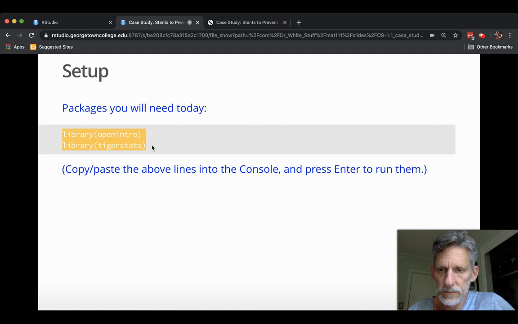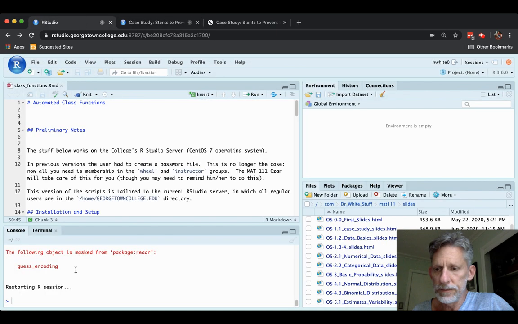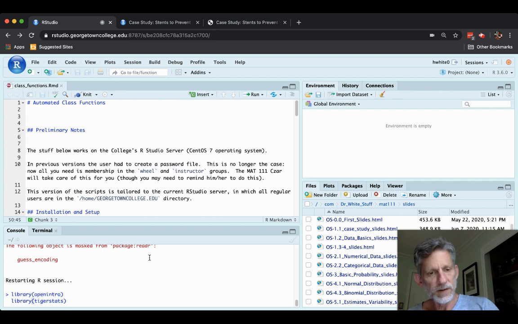Copy. And then you can come over to the RStudio, and you can make sure that your console is available and on top, and at the blue prompt, you just make sure that your mouse is active there, and Control V on Windows or Command V on a Mac pastes in the two commands, and you run them.